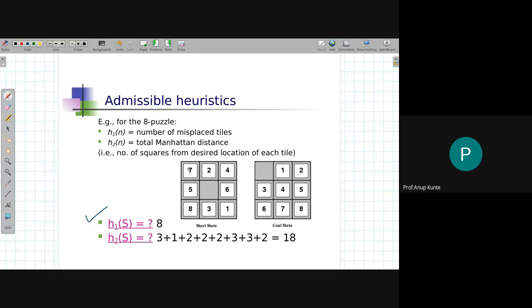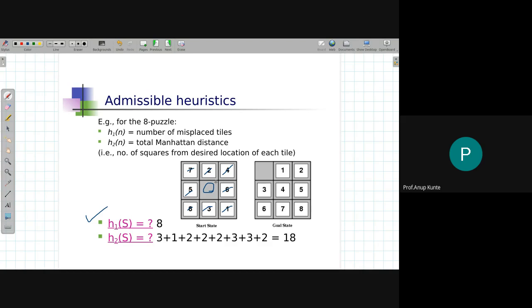Is 7 placed correctly? No. Is 2 placed correctly? No. Is 4 placed correctly? No. Is 5 placed correctly? No. Is 6 placed correctly? No. Is 8 placed correctly? No. Is 3 placed correctly? No. Is 1 placed correctly? No. So all 8 numbers are misplaced. What about the space? It is also incorrectly placed, but I'm not counting the space. In the initial description I gave you, for the number of misplaced tiles, we are considering only the tiles with numbers.